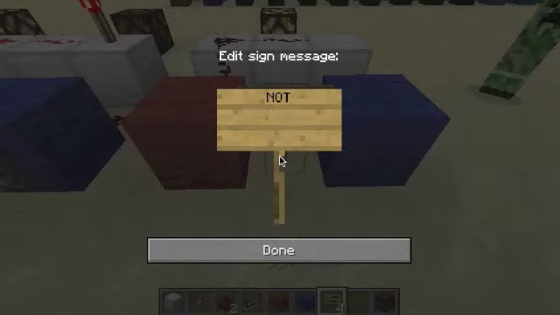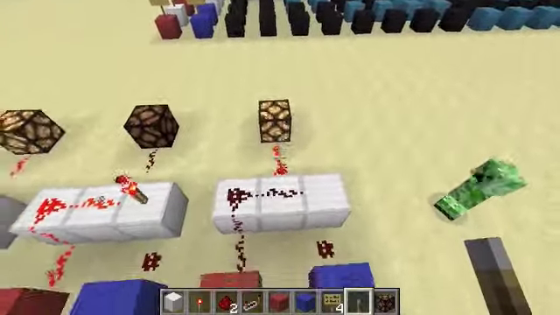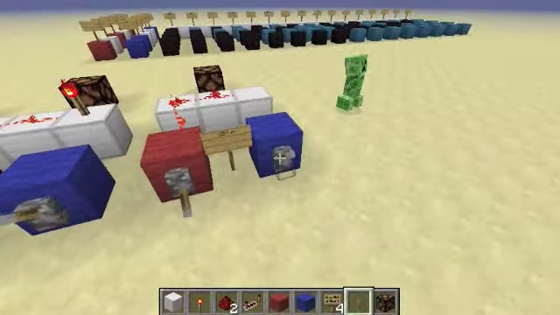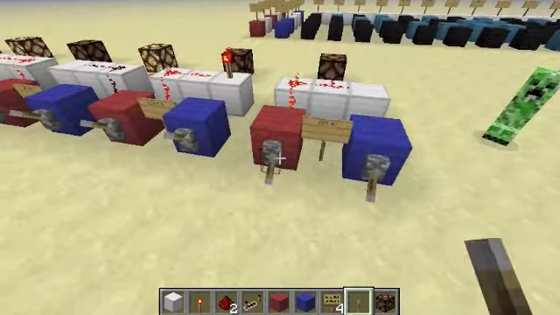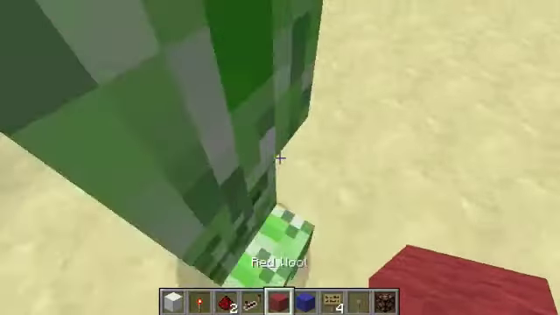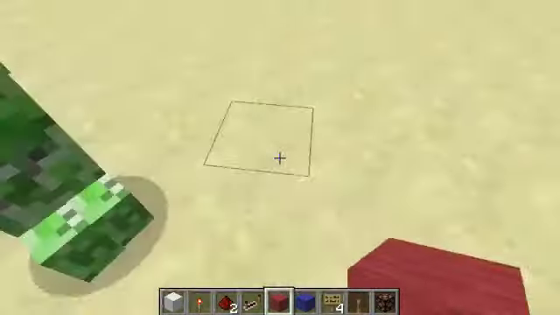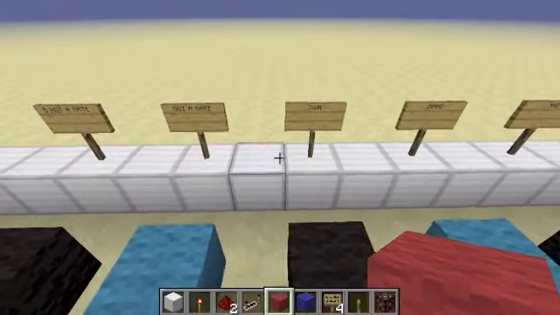This is not A. So notice, it's only true when A is not powered. Okay. So that was the not A gate.